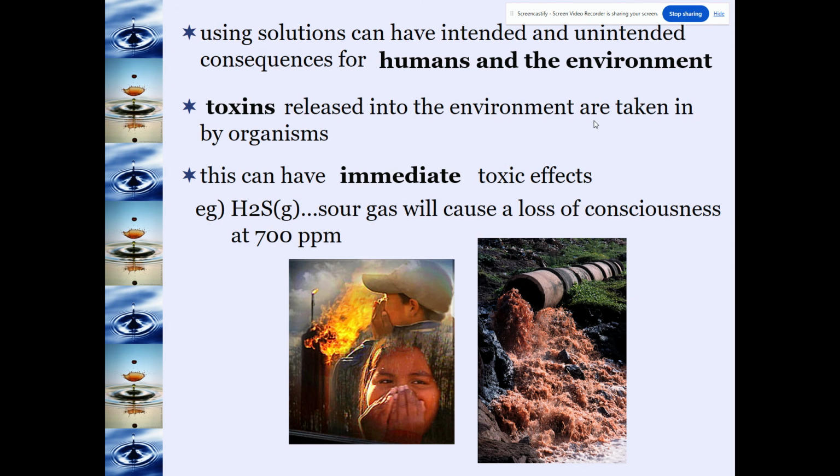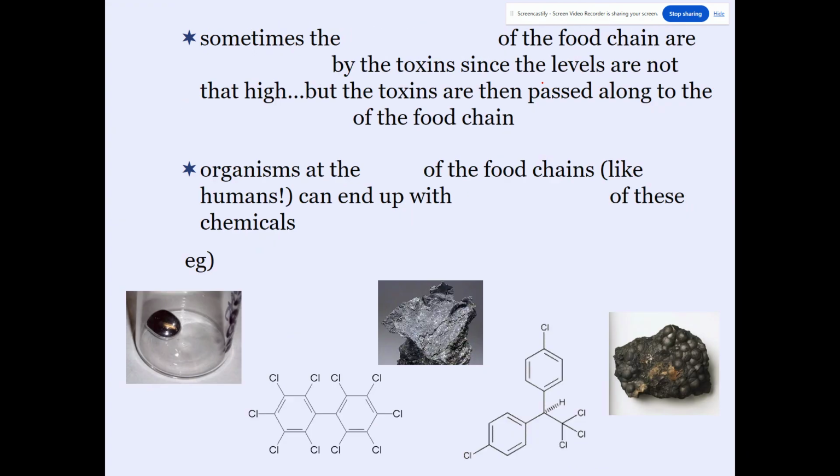We might not see that it's in there because the toxin dissolves. Some toxins can have immediate effects at very low concentrations. Sour gas is causing a loss of consciousness at 700 parts per million. 700 might seem like a big number, but this is parts per million. So in a million parts, 700 of them are the sour gas. And that is actually a very small concentration.